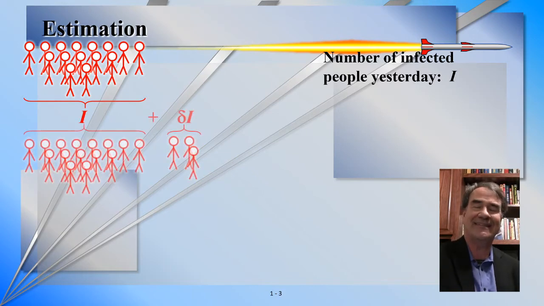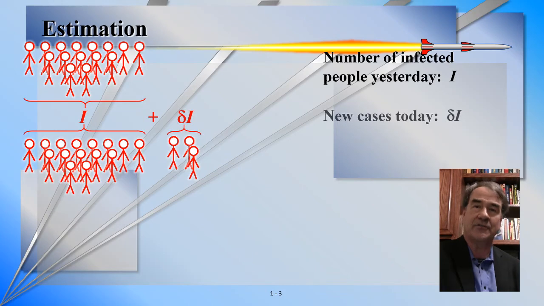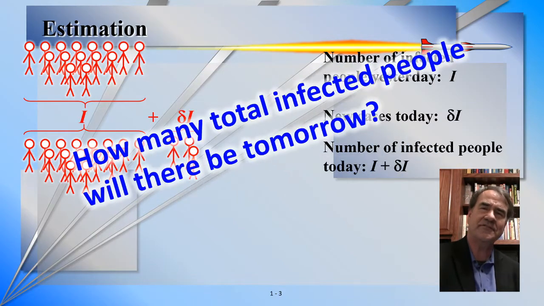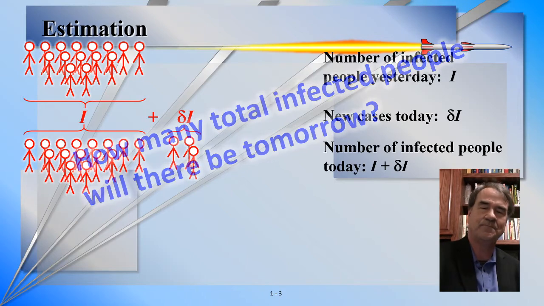And then we look, and today there's another amount. So there was the I that had it yesterday, but then another amount today, and we'll use the Greek letter delta, which means an increment, and we'll say delta I then is the number of people that got the disease today. So the question is, this is what we want to use models for, is how many people will be infected tomorrow? We want to predict into the future how many people will have the disease tomorrow.